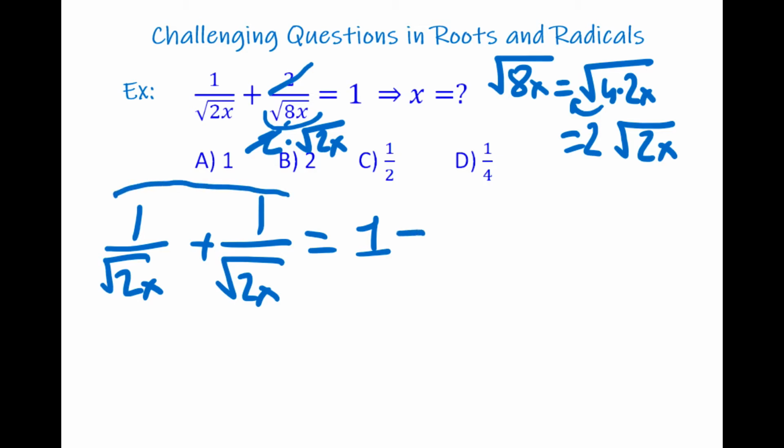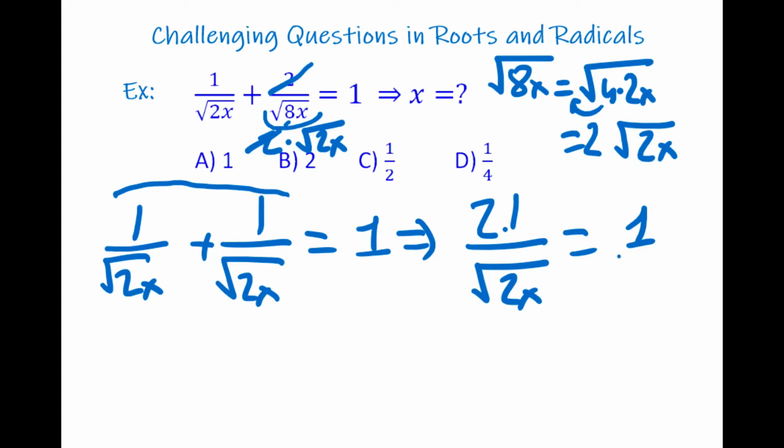That means, guys, if this is the case, I have 2 times 1 divided by square root of 2x, and that is equal to 1, guys. And then the right side is actually 1 divided by 1. So here, if you apply cross multiplication, then the left side is going to be square root of 2x, and the right side is 2, right?